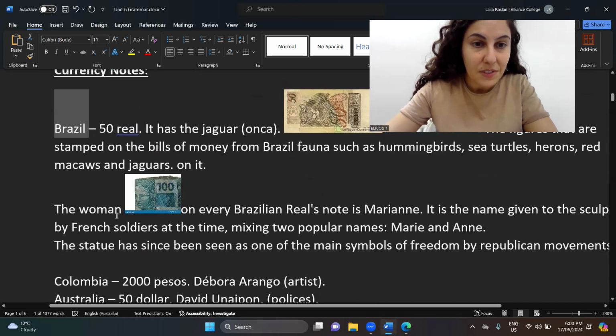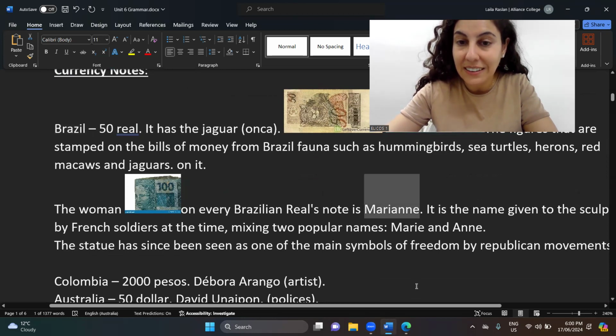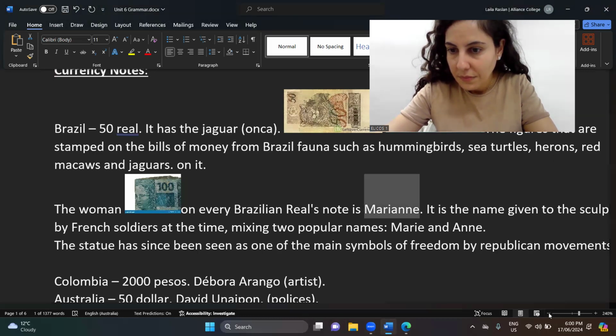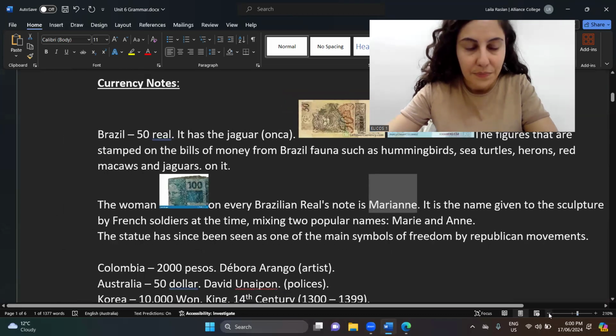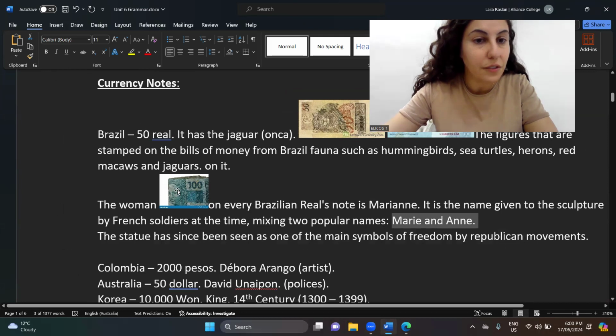There's a woman. So the woman on every Brazilian reals note is Marianne. So her name is Marianne. It is the name given to the sculpture by French soldiers at the time, mixing two popular names, Mary and Anne. So that's a bit of history of who this woman is on every Brazilian note, if you look at the other side.